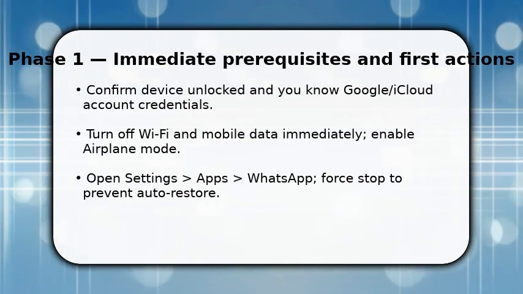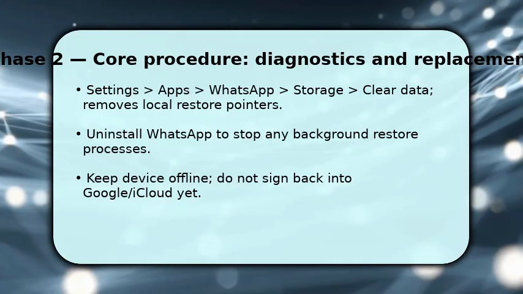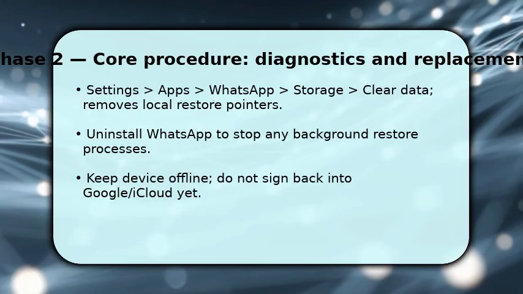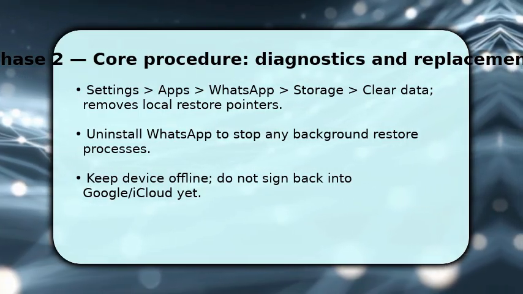With the connection cut, clear WhatsApp app data from storage. That erases local metadata that can trigger a restore. Once cleared, uninstall the app so no background service can reconnect.